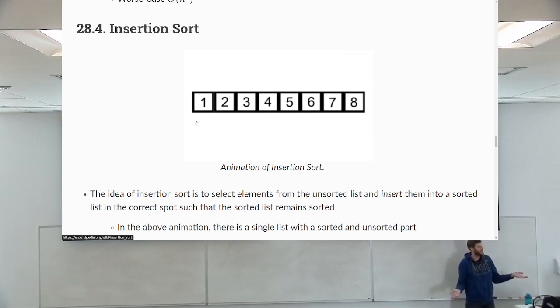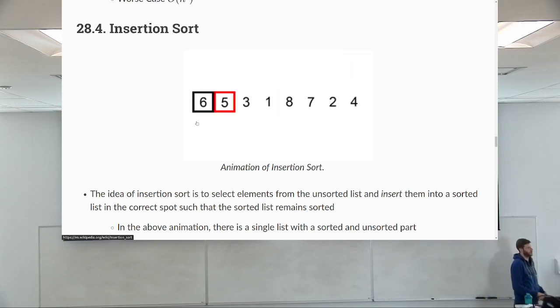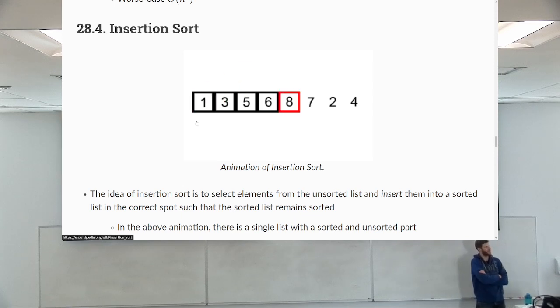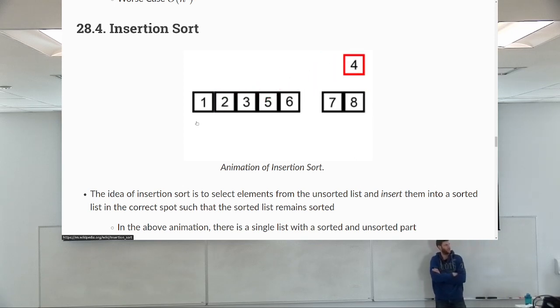That's insertion sort. So look, I start with 6, whatever. Okay, I pick 3, where does it go? Oh, it goes there. I pick up 1, where does it go? Well, it goes there. I pick up 8, where does it go? Well, it goes there. 7, goes there. 2, I scan the sorted part and put it there. Now I look up for 4, scan the sorted part, put it there, it's done.